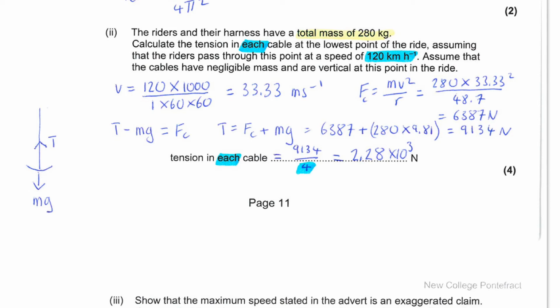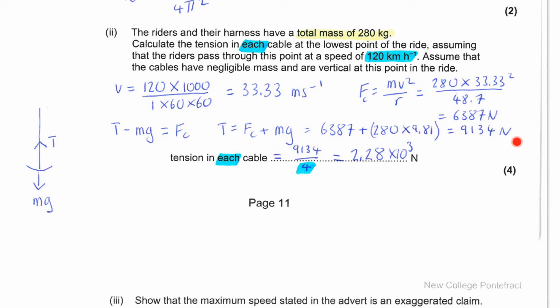And so the resultant force must be the tension minus the weight. This equals the centripetal force. So to find the tension, I have to add the weight to the previously calculated centripetal force. So here you have my previous answer plus the values for m times g.